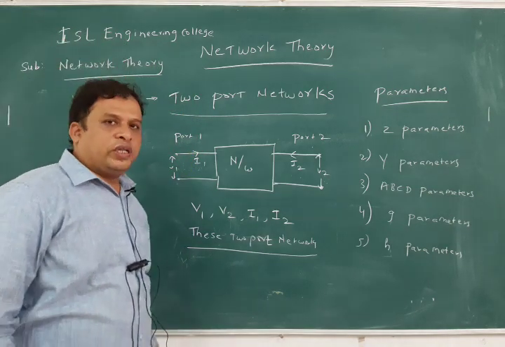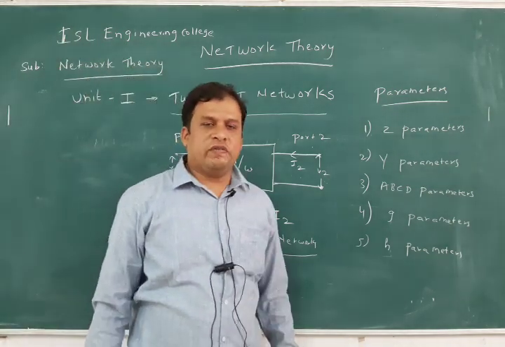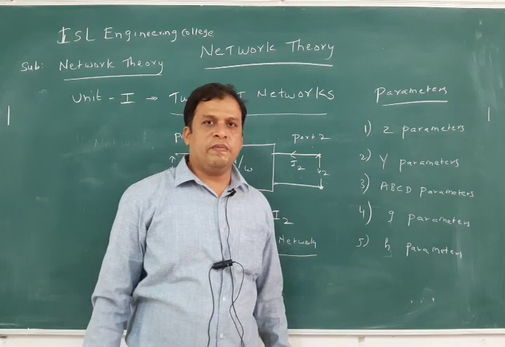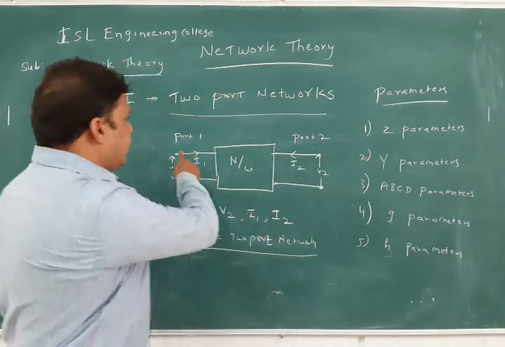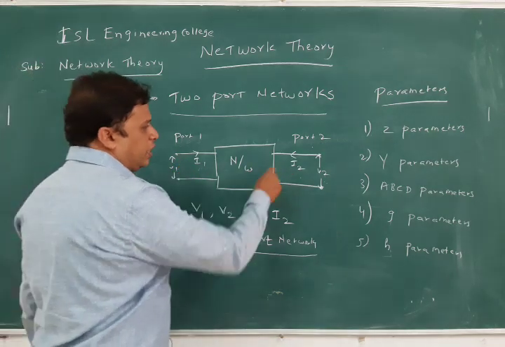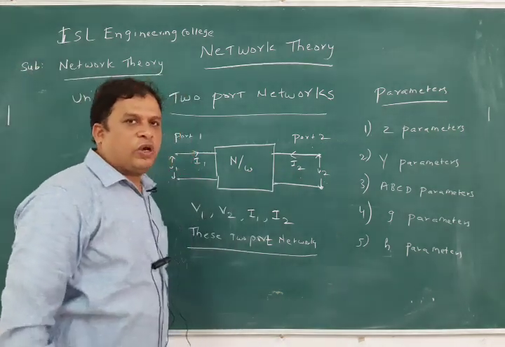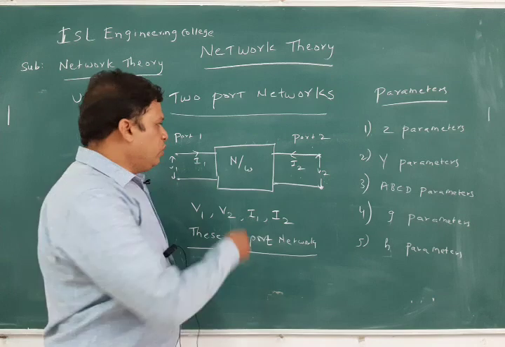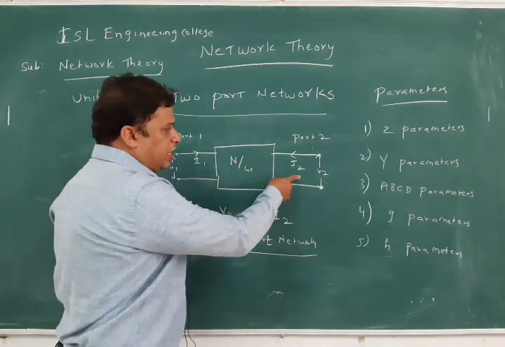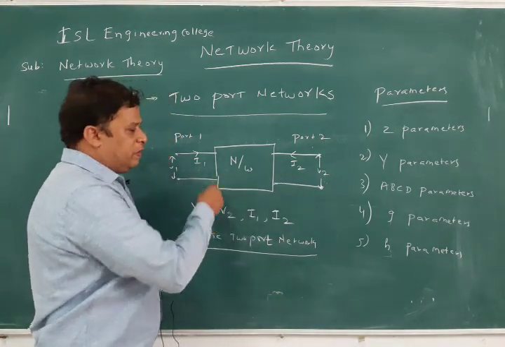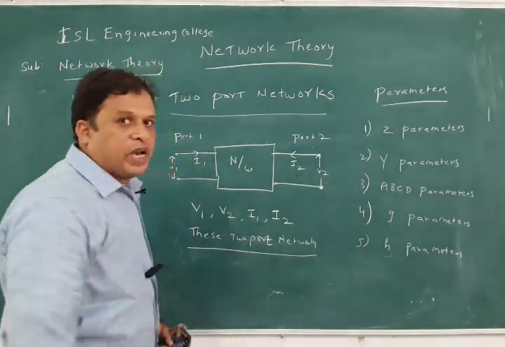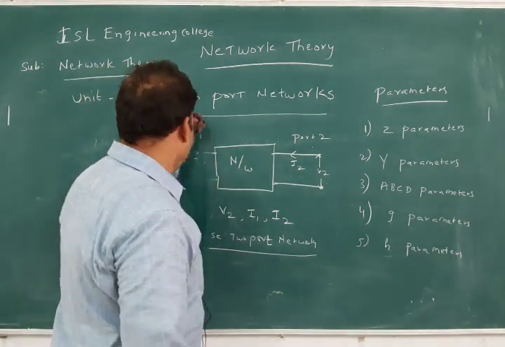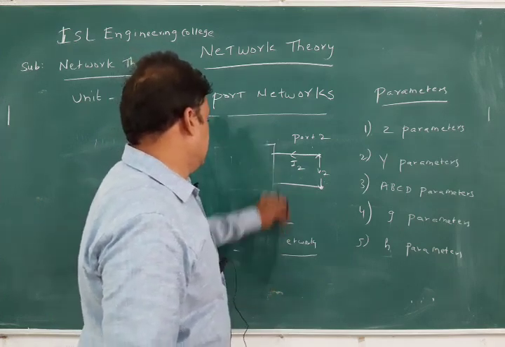Whenever you want to analyze some circuits, we are using two port networks. Like if you are having voltage and current, it will be useful for analyzing the circuit or a network. If you want to analyze any circuit or network, you need to know its voltage and its current and also the parameters. What are the parameters, I will tell you now while starting the Z parameters.